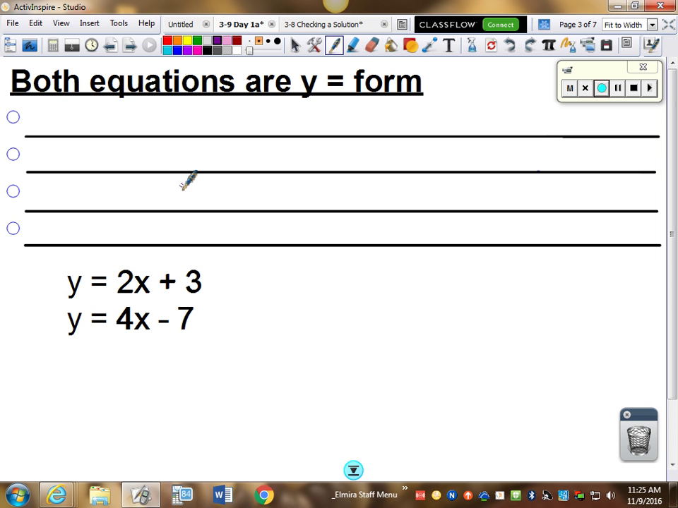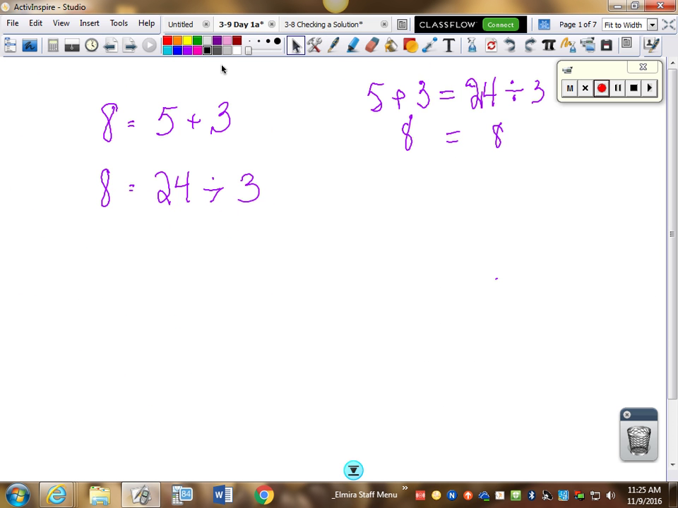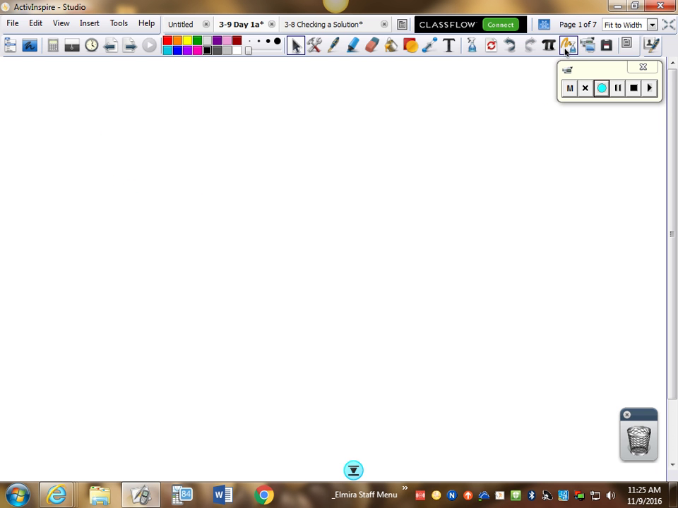Okay, so we're going to learn lots of strategies of how to solve a system of equations. And the strategy you choose to use depends on what the directions say and how the equations are set up to begin with. So if we have two equations that are set up as y equals, both of them in y equals mx plus b form, then here's what we can do. All right, let me erase this so I can show you from the beginning.